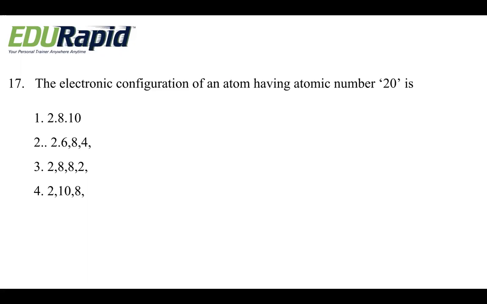Even the third option also gives you 20, and the last option also gives you 20. Based on how they fill the shells, the first shell should have 2 electrons, the second shell should have 8 electrons, the third shell should have 8 electrons, and the last shell will have 2 electrons. So option 3 is correct. So 2, 8, 8, 2.